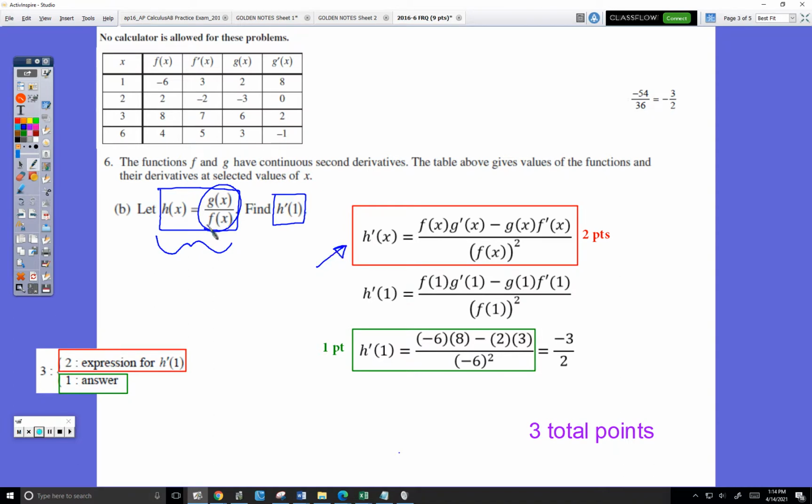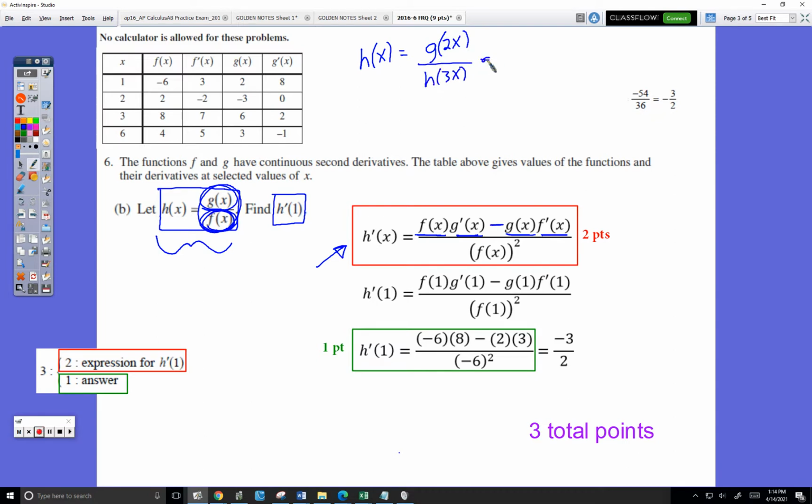I take the bottom and multiply by the derivative of the top, minus the top times the derivative of the bottom. Just be a little bit careful. If they had given something like this, they said h of x is equal to g of 2x divided by, say, h of 3x.